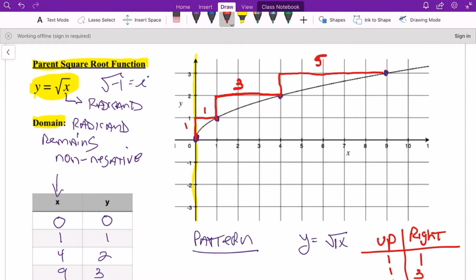So you can see we were at 0, 0. Then we went up 1 and we went to 1. Then we went up 1 and went over to 4. So that's 3 spaces over. Then we were at 4, and then we went over to 9.